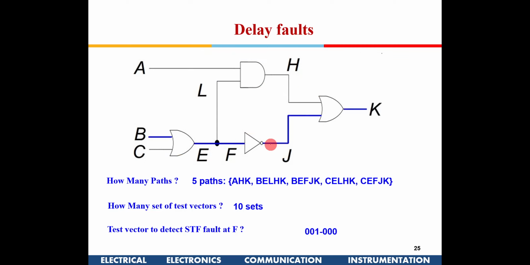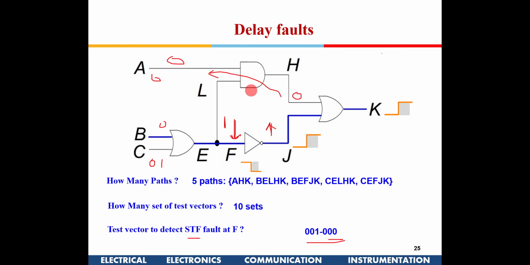Now suppose I have to find a slow to fall fault at F. So I give a test vector first, 0 0 1. So this is going to be 1, and then I put a 0 here. So this edge will fall. If this edge will go high, I have to put a 0 here in that case, for this OR gate. So this is 0, and hence a becomes 0. So this particular test vector, 0 0 1, followed by 0 0 0, will tell me about this path. Is it okay?